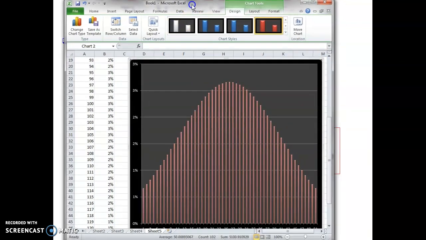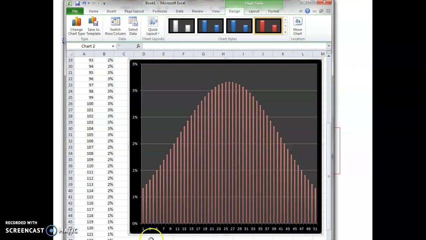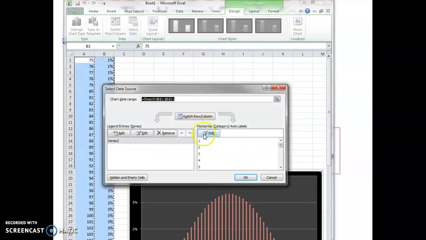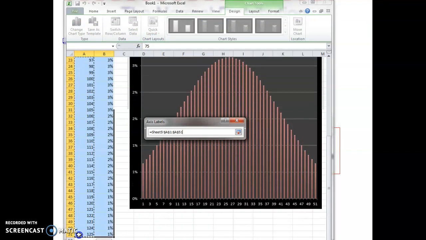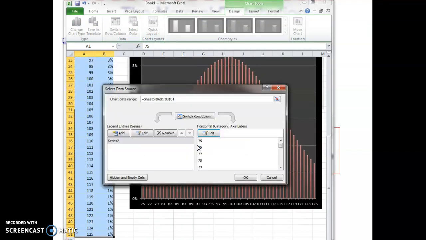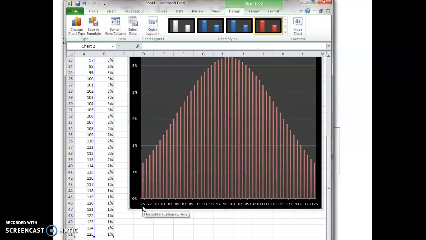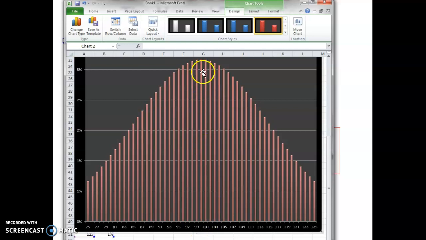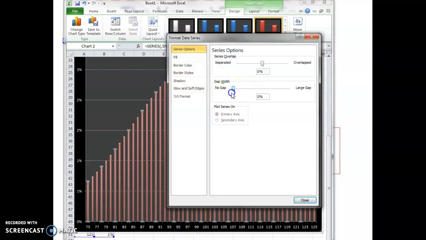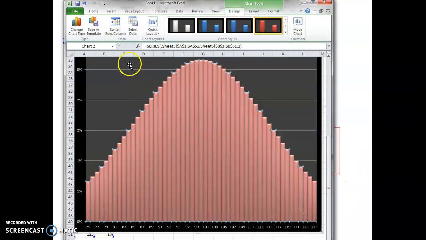Okay. Now, of course, follow the same steps. We don't have the correct denominations down here, so we're going to select data. I'm going to select the horizontal axis. We're going to scroll over 75 to 125. Okay. Click OK. And now we've got our range. So you can see the probabilities are increasing up to the mean, which is 100, and then they're decreasing, just as we would expect. Okay. Now, this is a histogram, so we need to double click on the bars and get rid of the gaps. Okay. All right, that's it.